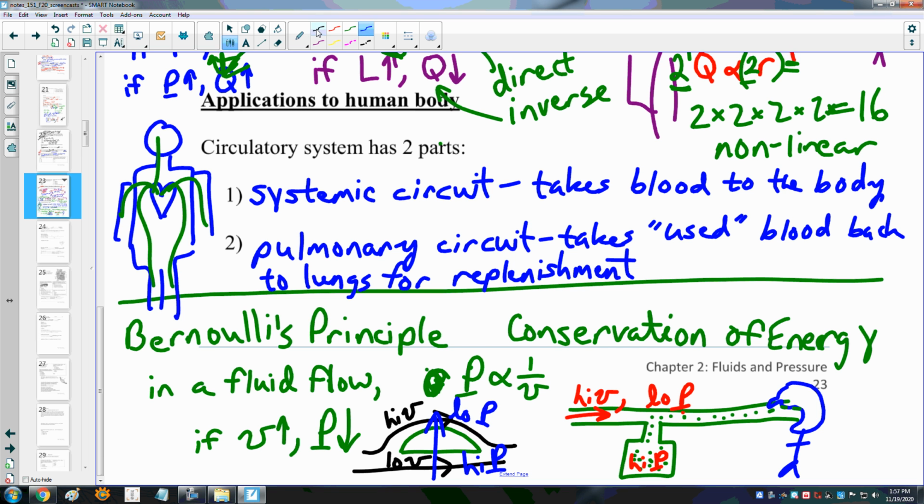The pulmonary circuit will take that blood and just go to your lungs. So it's a very short path for the pulmonary circuit. It just goes from your heart to your lungs and then back again. But the systemic circuit is actually quite long because it goes out to every part of the human body.